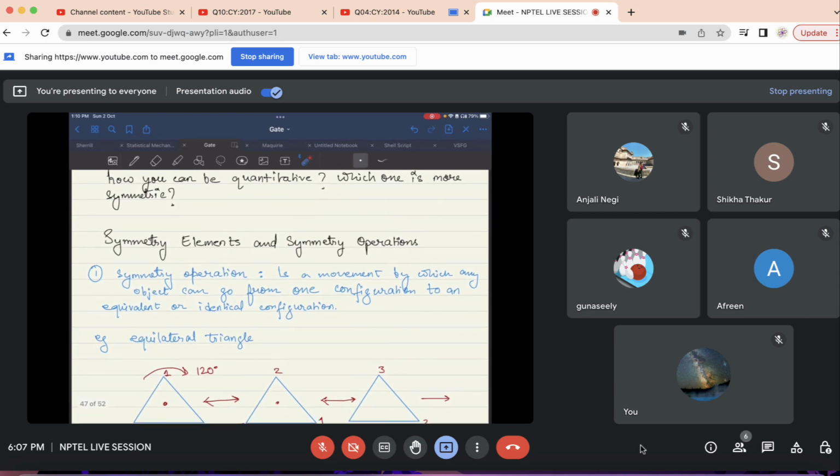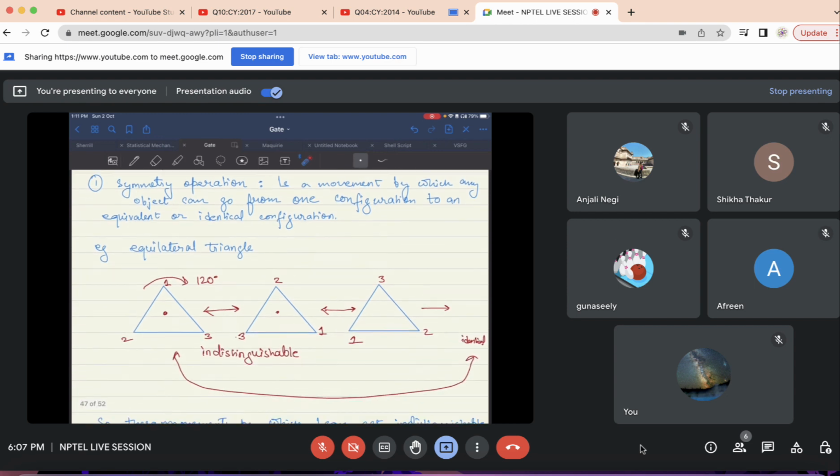So what are these? First of all, the symmetry operation. A symmetry operation is a movement by which any object can go from one configuration to an equivalent or identical configuration. There is a difference between equivalent, or you can say indistinguishable, and the identical configuration.